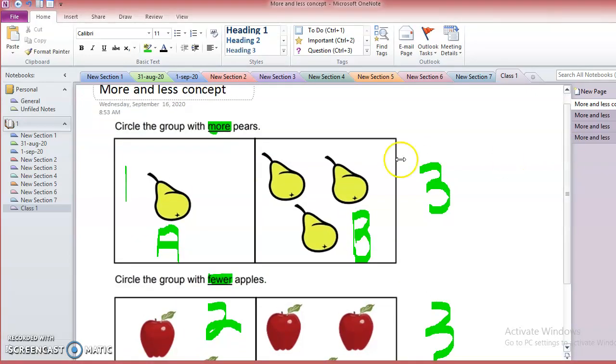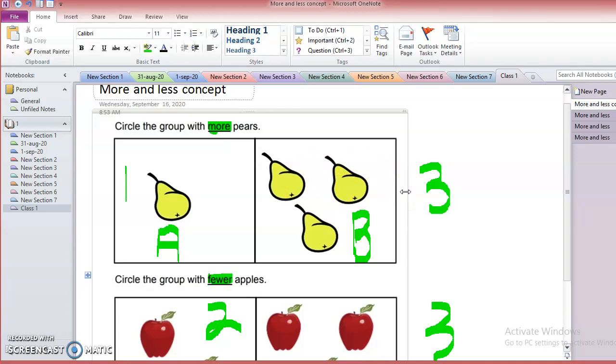So there are groups of pairs. On the left side you have group A and on the right side you have group B. You need to check which group is having more pairs. You need to count how many are in each one. In group A it's only one, and in group B it is 1, 2, 3. So group B is having 3 pairs.